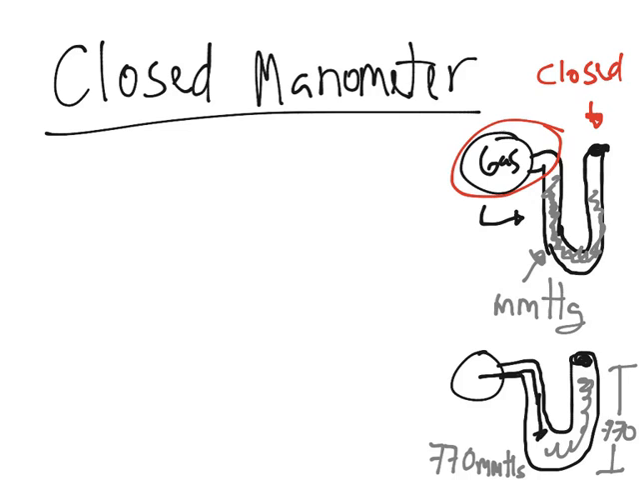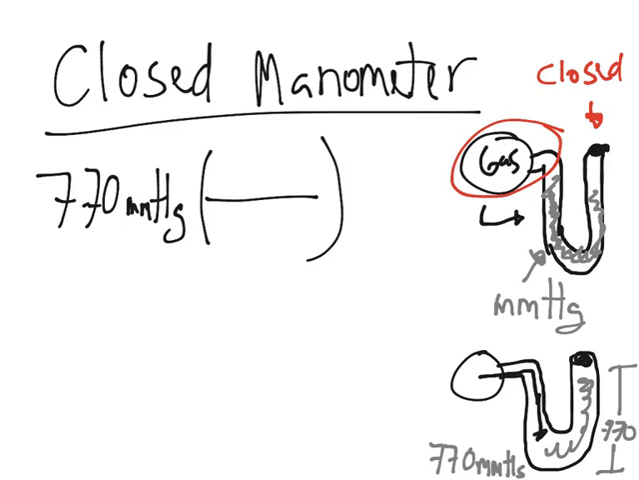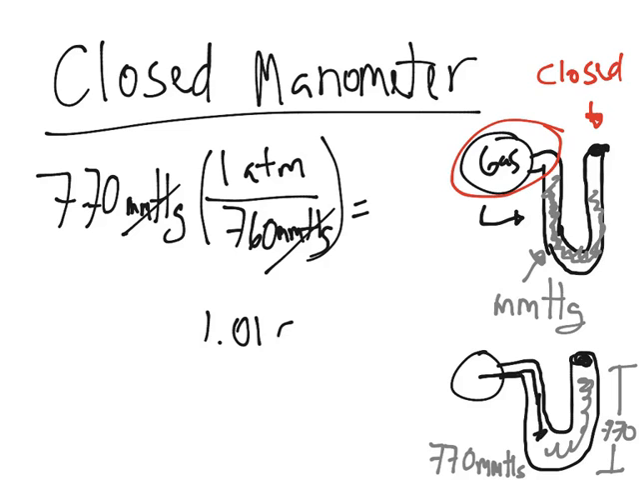You would simply do this: 770 millimeters of mercury. Let's say we want atmosphere. We know that 1 atmosphere is 760 millimeters of mercury. This goes with this, and we divide 770 over 760 to get 1.01 atmosphere. That is our gas pressure in a closed manometer.